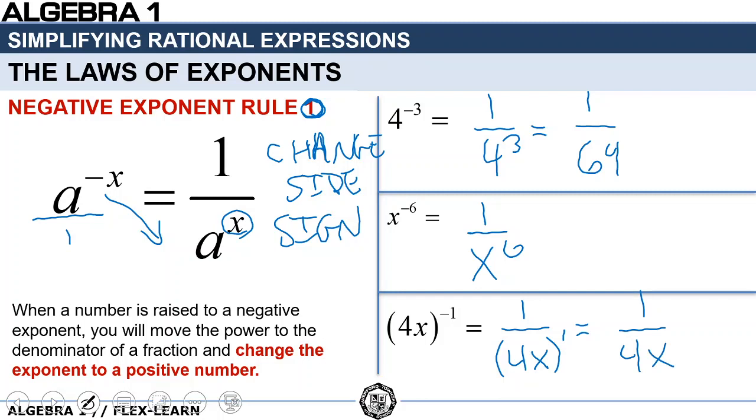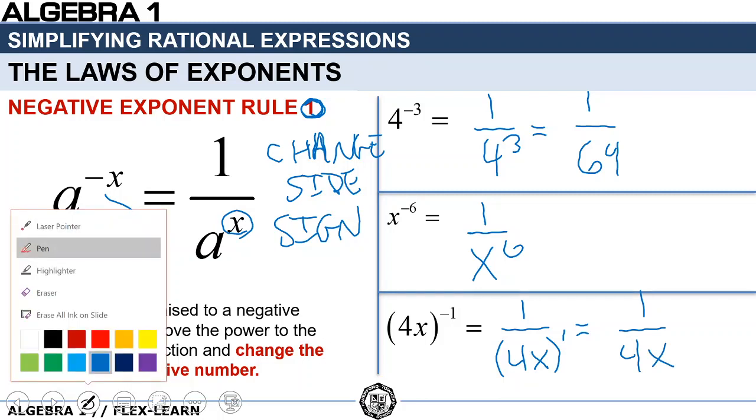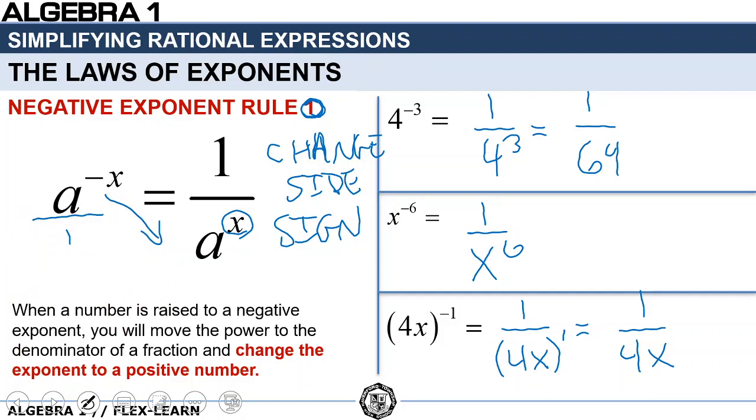So anytime you're dealing with a negative exponent, you're going to change the side that it's currently on, move it to the other side of a fraction, and then make that exponent positive. One thing I'm going to state here too that I don't have written on the slide, but I need you all to remember: negative exponents don't make your answer negative. Keep that in mind.